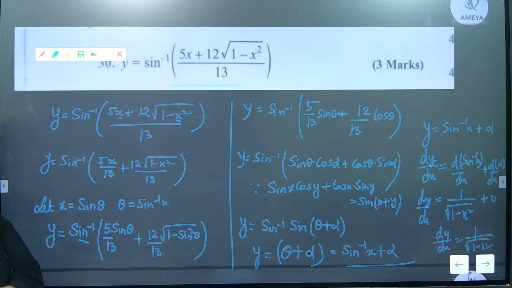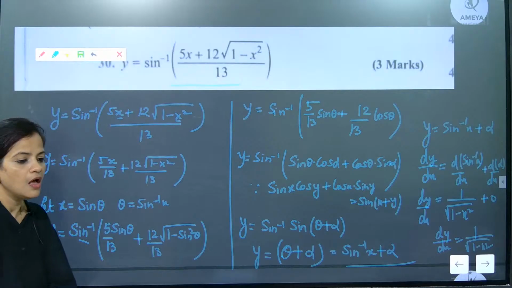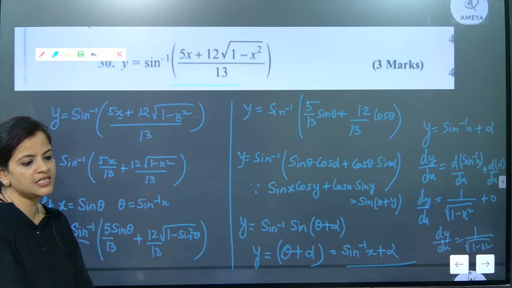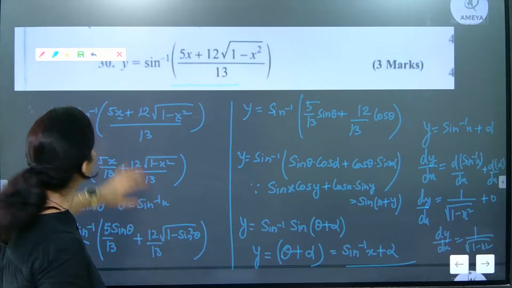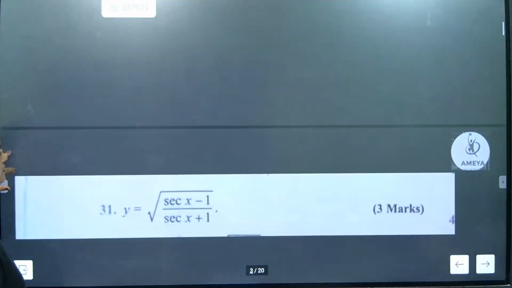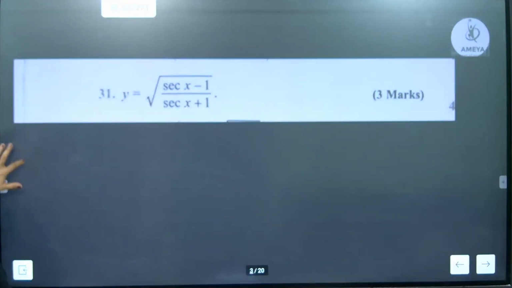Are we ready for the next question, please? Next is a 3 marks question. So how can we solve a 3 marks question? See, a 3 marks question must be solved with much ease and understanding. That's the most crucial point. Shall we go for the next one? Now this is your question. Come on, start solving, please.